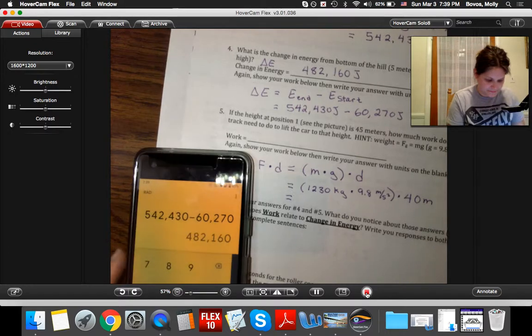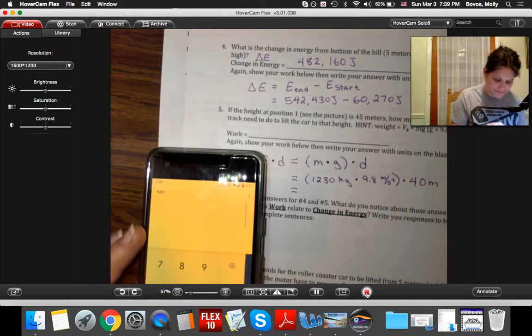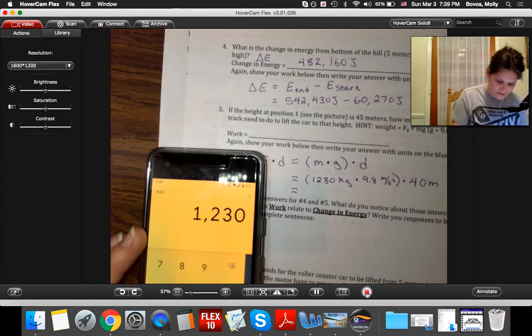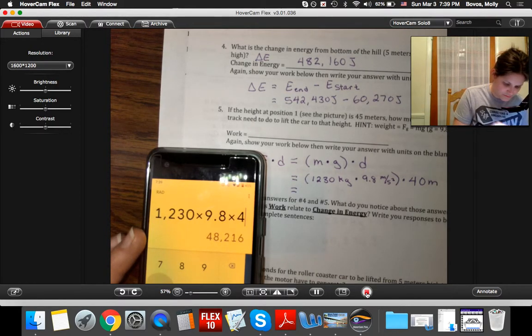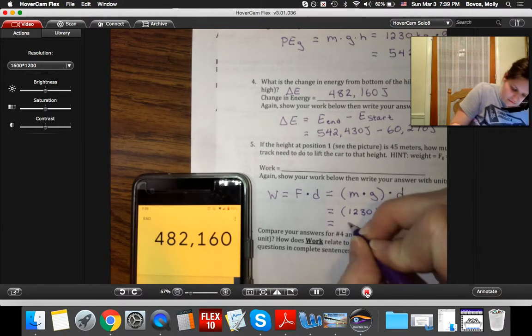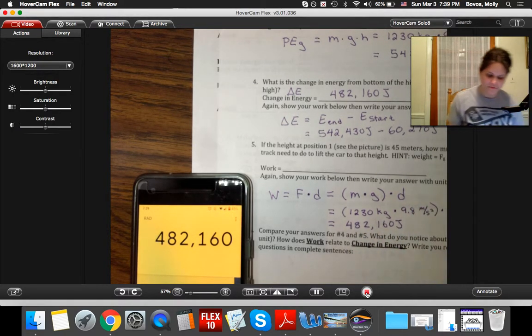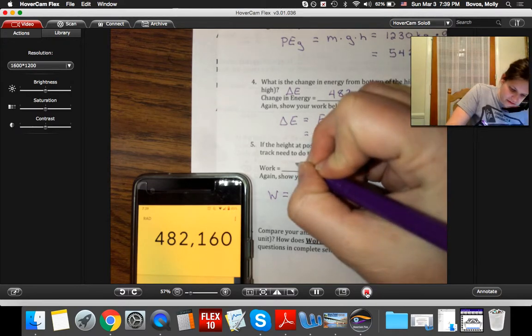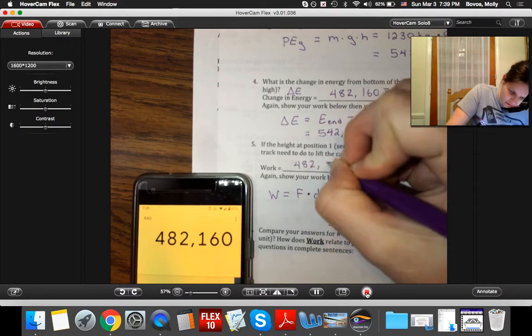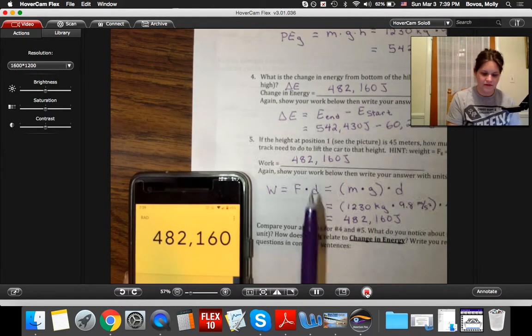Let's see, clear. Okay, so now 1230 times 9.8 is equal to that, times 40 is equal to that. All right, and we get 482,160 joules. That is how much work we did, 482,160 joules. Hey, doesn't that number look familiar?